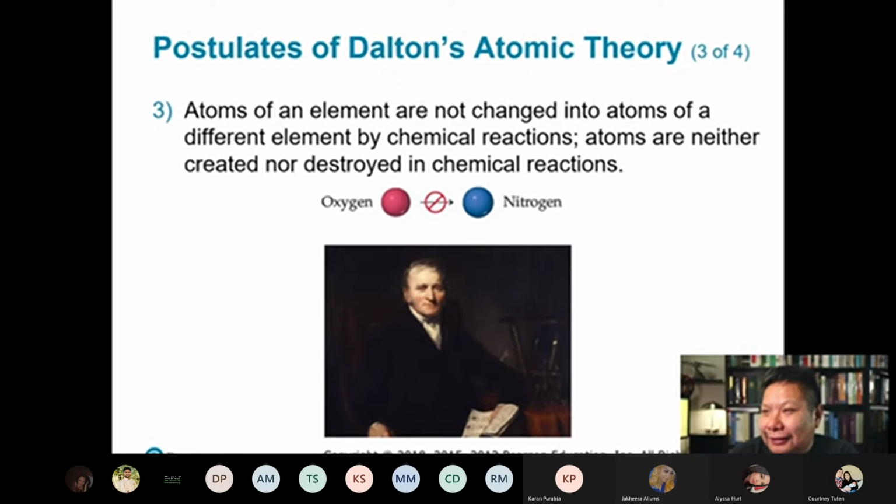So the third postulate of Dalton's atomic theory is that atoms of an element are not changed into atoms of a different element by chemical reaction, right? Atoms are neither created nor destroyed in chemical reactions, which we said a second ago as an extension of Antoine Lavoisier's law of conservation of mass, right? So you cannot change an oxygen atom into a nitrogen atom using a natural chemical process.